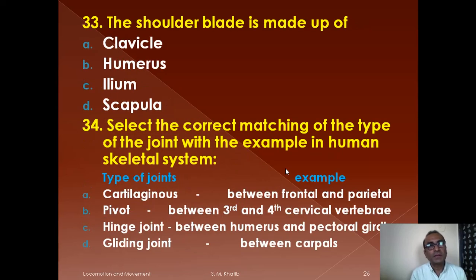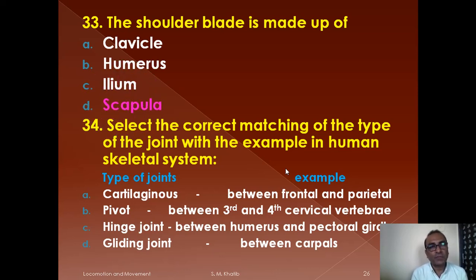Question number 33. The shoulder blade is made up of. The shoulder blade, that is the part of the pectoral girdle. What is it called? Yes, it is scapula.